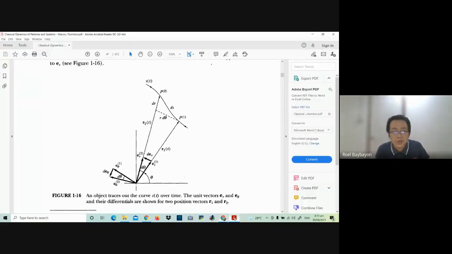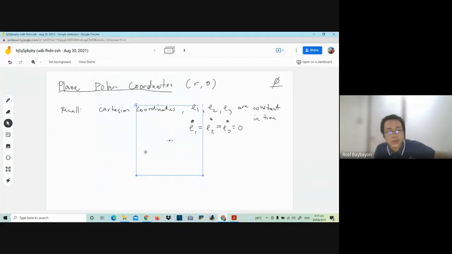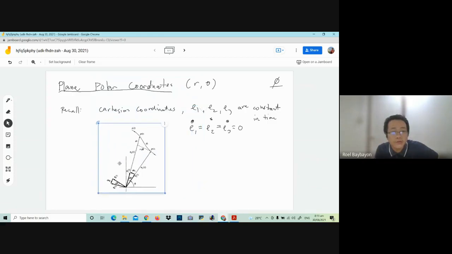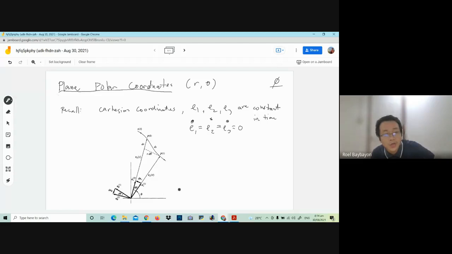So let's look at figure 1.16. As you can see here, this is now in plane polar in terms of r and theta, not in terms of e1 and e2. So the coordinates that we're going to use are r and theta. It means the unit vectors in plane polar are e_r and e_theta. So take note of that.